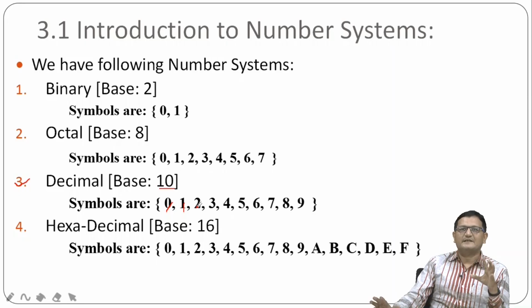Total there are 10 symbols, and that is why our decimal numbering system, which we are using in our day to day life, has a base 10, right? Because each digit can be from these 10 possible symbols, right? So it is called a decimal number system. Okay, so this is what we humans are using in our day to day life.